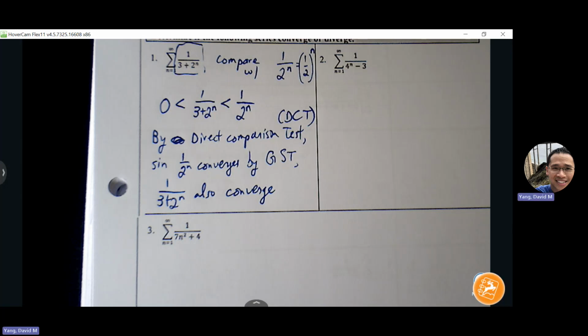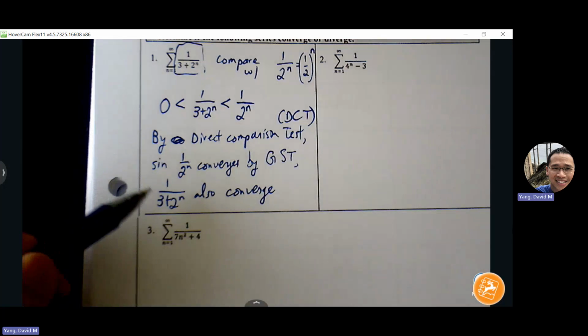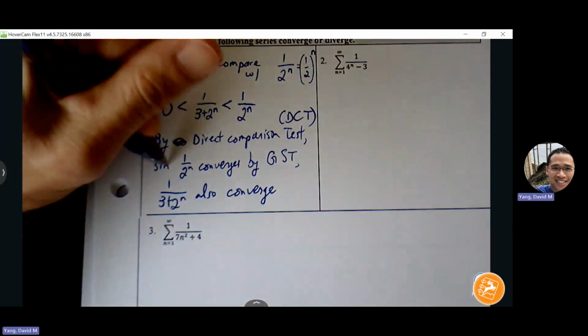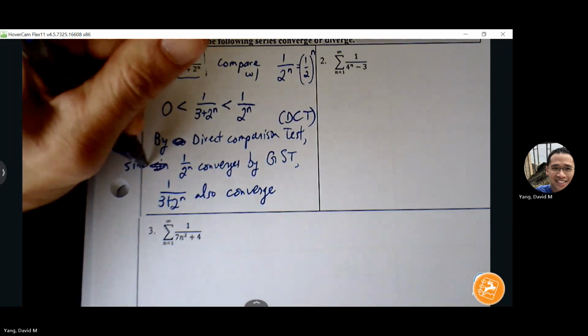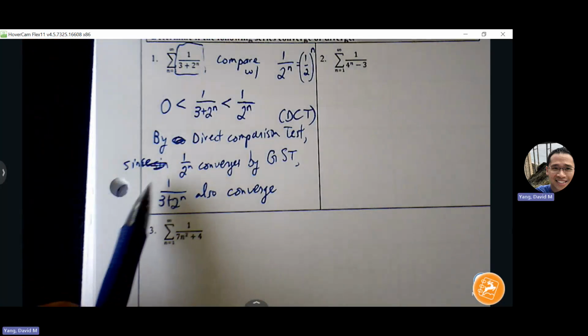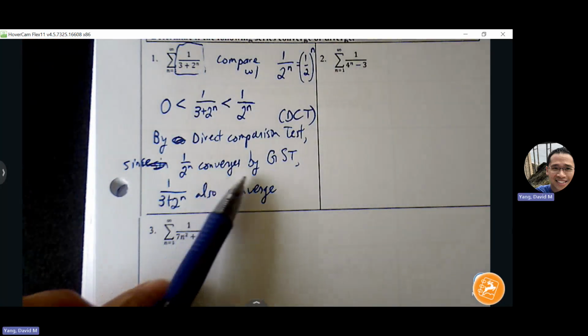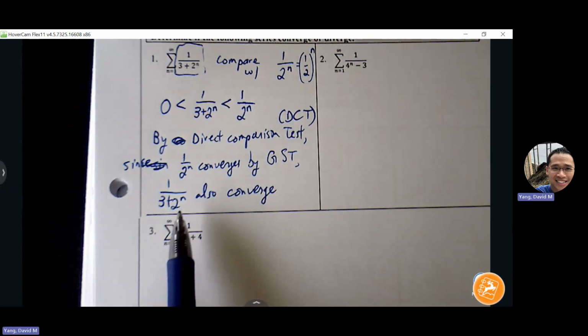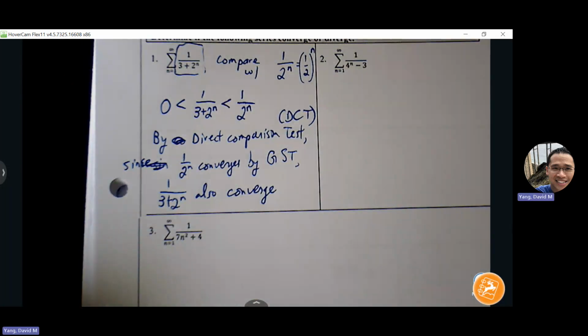Sorry, does that say sine? Oh, sorry, since. Let's finish spelling the word out. By direct comparison test, since 1/2 to the n converges by geometric series test, 1/3 plus 2 to the n will also converge.